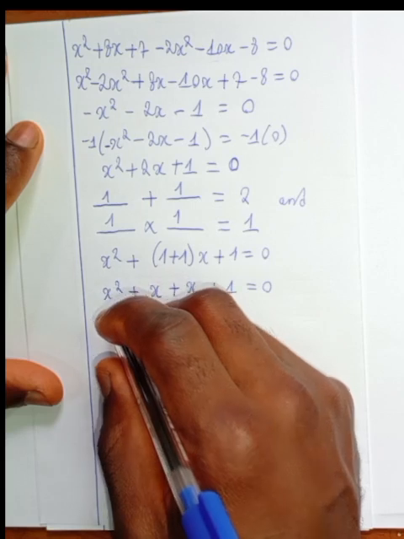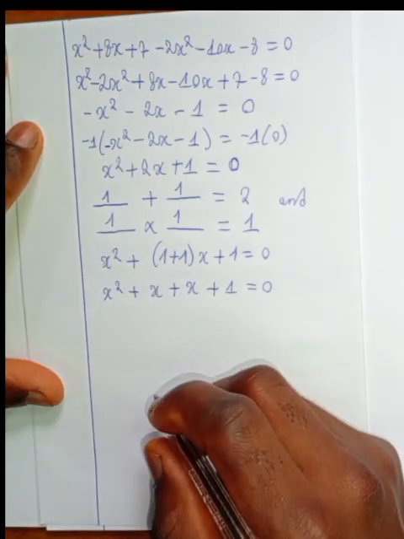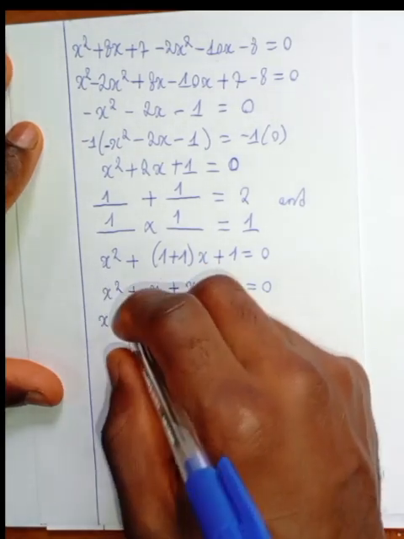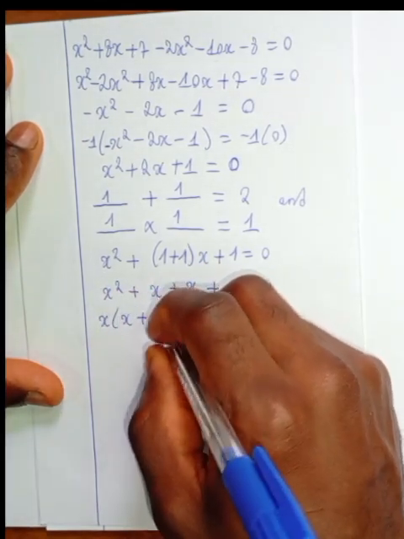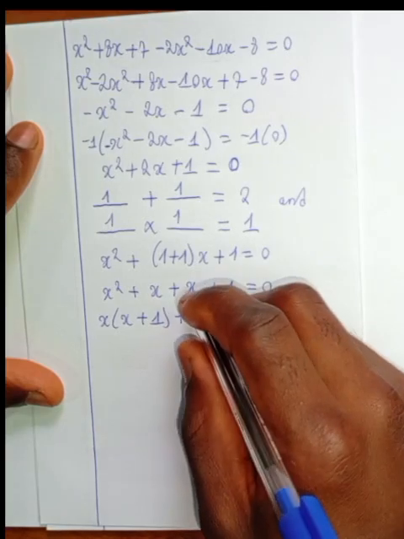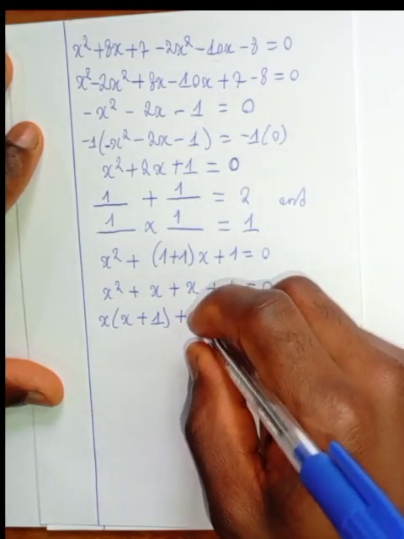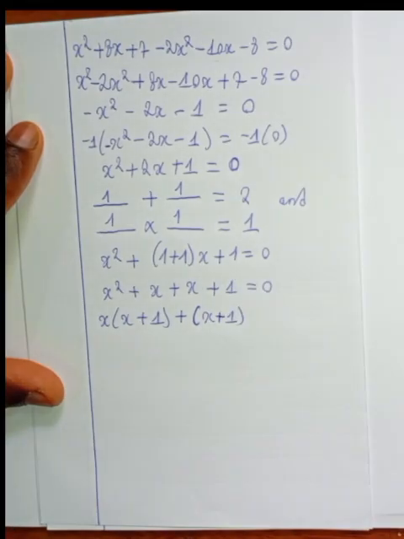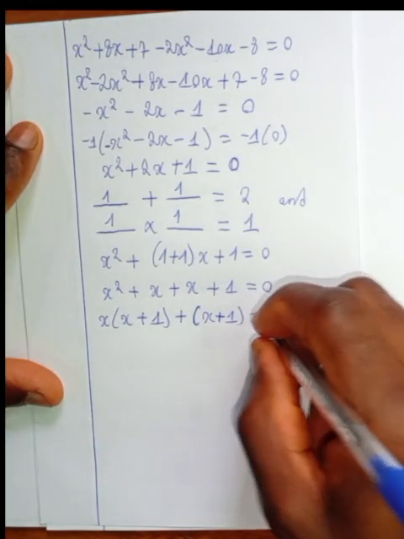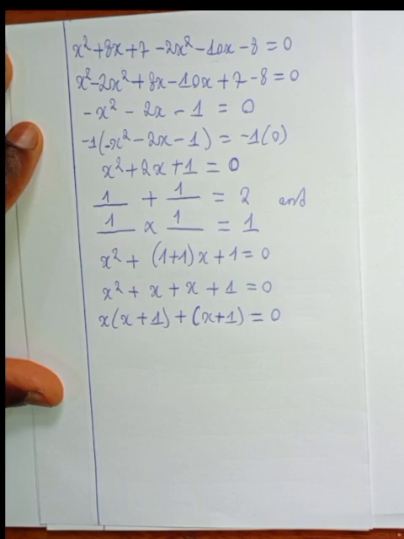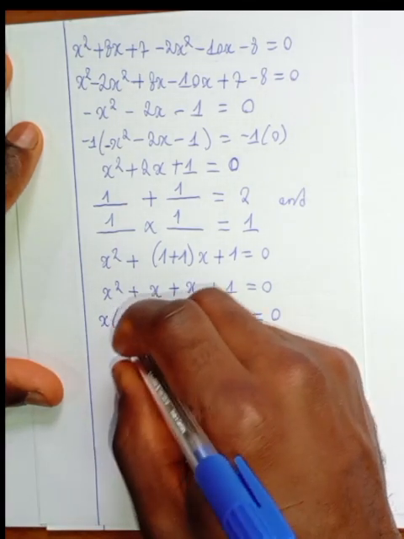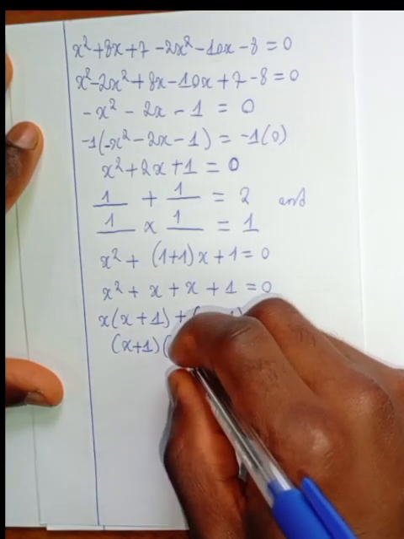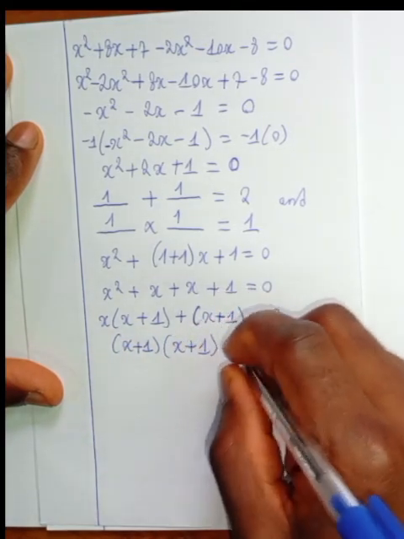Next, we are going to take this pair and factor out the common term. x is common. x times x gives us x squared, plus x times 1 gives us x. Here, in these two terms, 1 is common. We are going to write x plus 1 in brackets equal to 0. Now we have two terms. x plus 1 is common. We factor out x plus 1 times x plus 1 here. This will equal to 0.